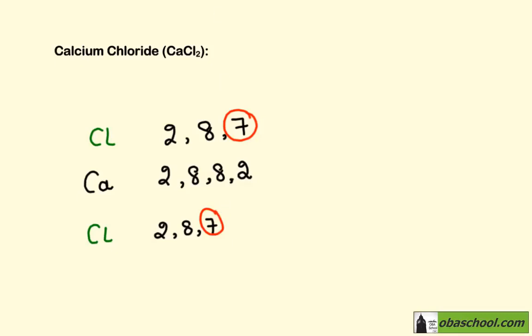However, calcium has 2 valence electrons, 2 electrons in the outermost shell. So calcium will lose those 2 electrons, and transfer of electrons will occur, by which 1 electron will be gained by the first chlorine and 1 electron will be gained by the second chlorine atom.